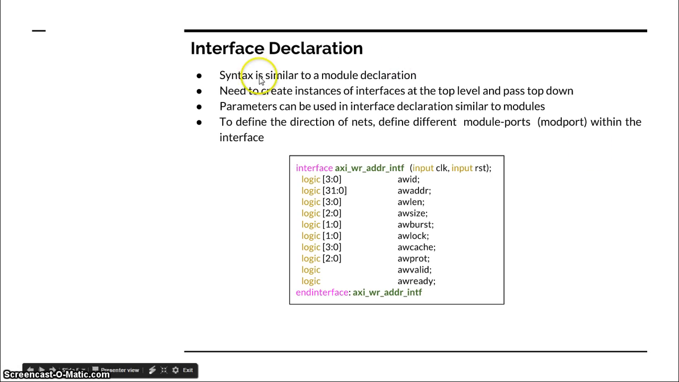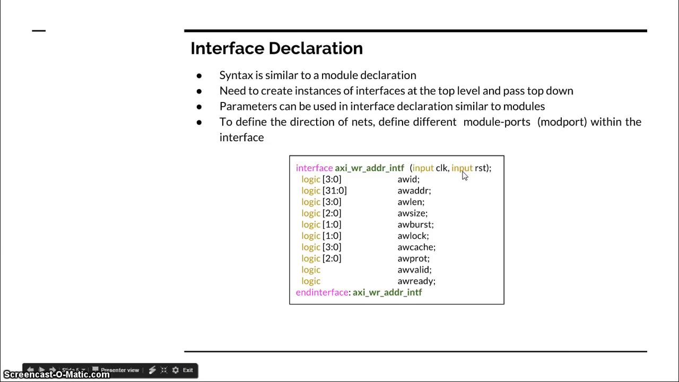Interface declaration. The declaration syntax is similar to that of a module declaration. As you remember, a module is declared with the keyword module, then the module name followed by the port list. In the same way, the interface is declared with the keyword interface followed by the interface name, and within the brackets we list out the ports, the inputs and outputs of this interface, and a semicolon. Between the interface and endinterface keywords, you define the interface functionality. In this example, the interface is named AXI write address interface, AXI_WR_ADDR_INTF, and to this interface we are passing the inputs clock and reset.